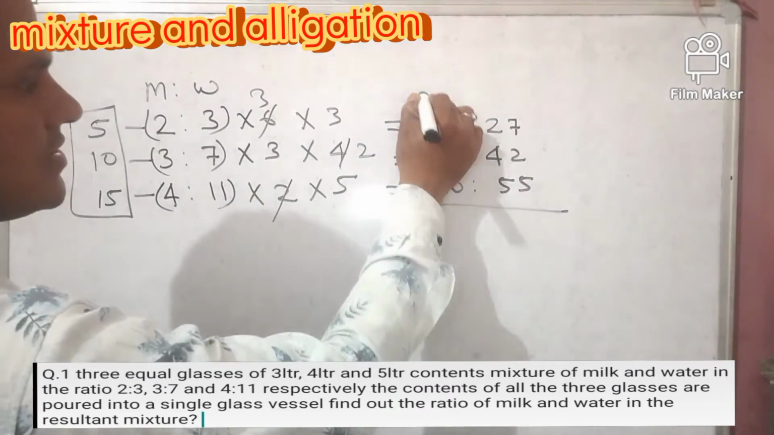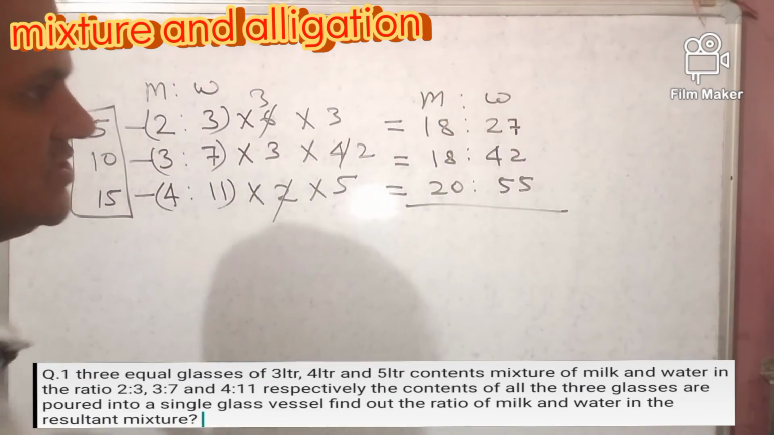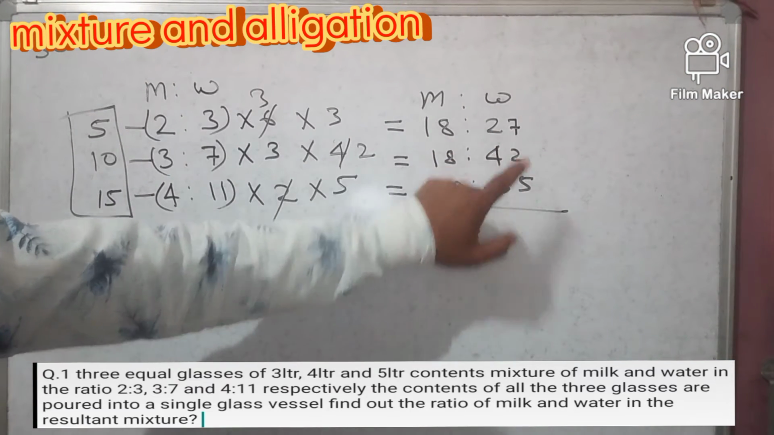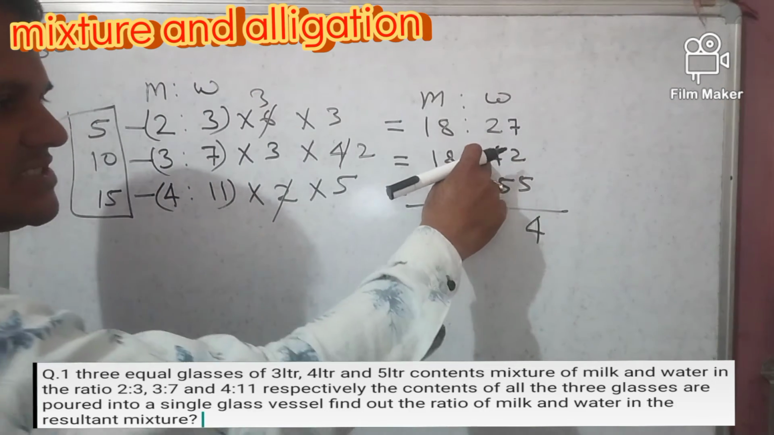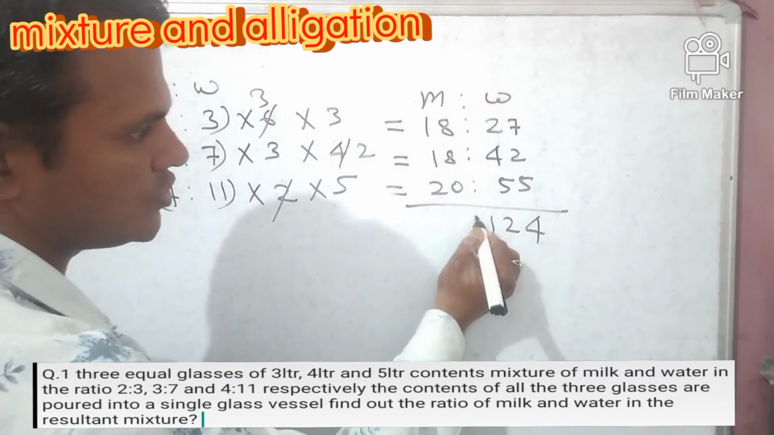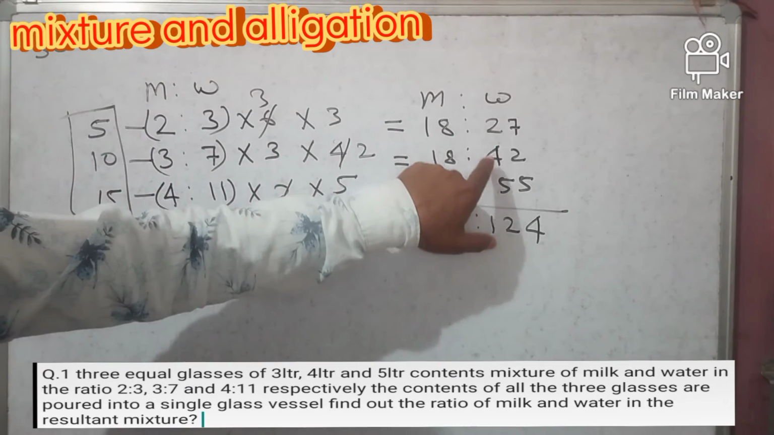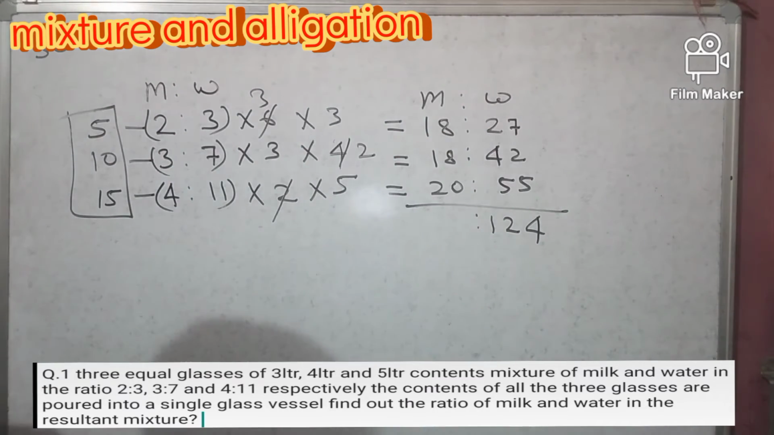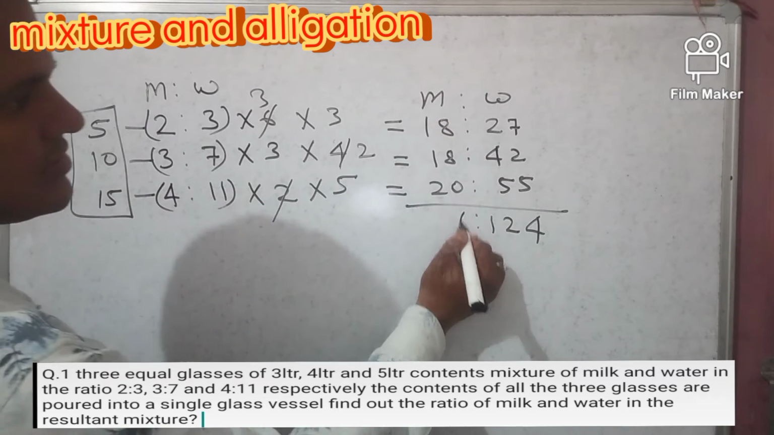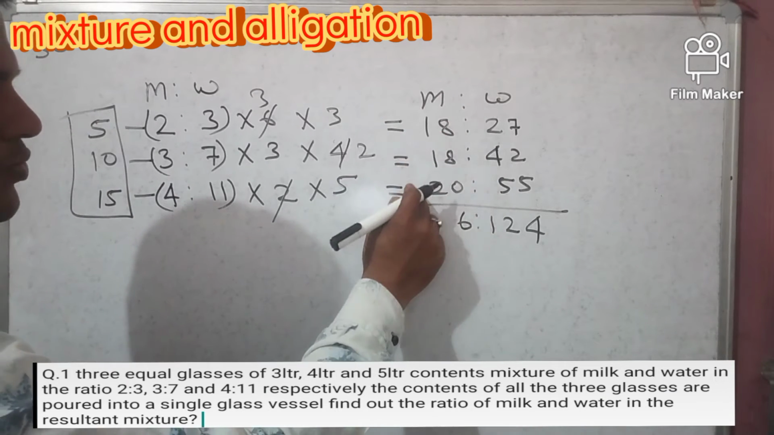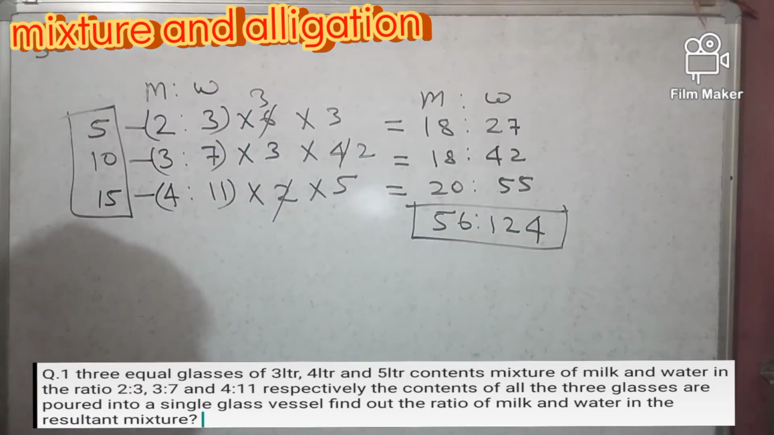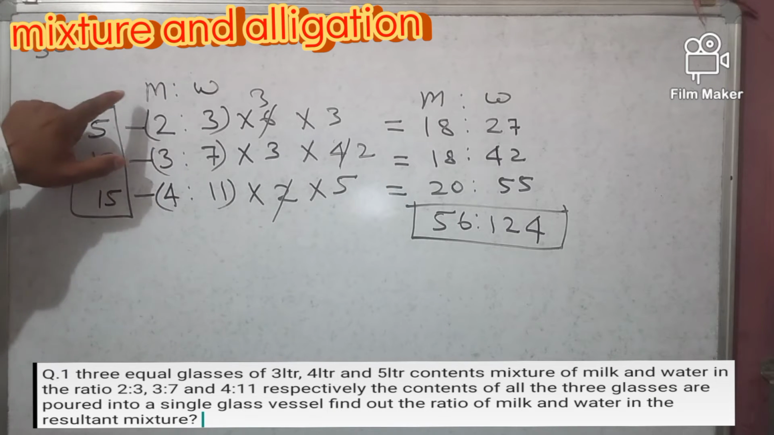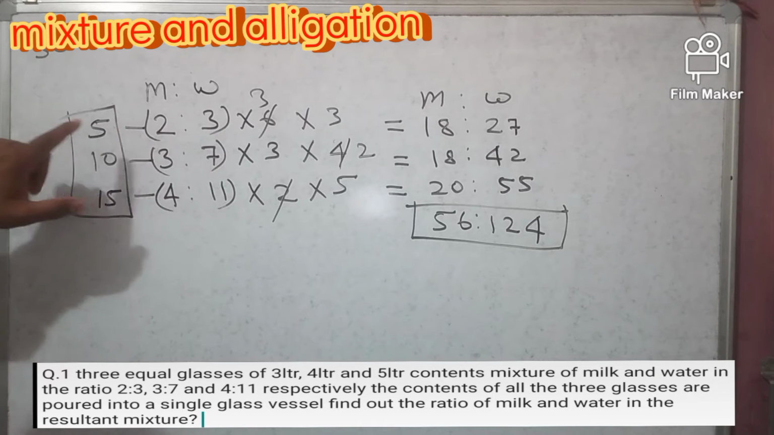Now add them. This will be the new ratio of milk and water. 7 plus 2 is 9, 9 plus 5 is 14, 2 plus 4 is 6, 6 plus 5 is 11 and 1 is 12, right? 5 plus 4 is 9, 9 plus 2 is 11, 11 plus 1 is 12, 8 plus 8 is 16, right? 1 plus 1 is 2, 2 plus 2 is 4, 4 plus 1 is 5. So the new ratio is 56:124. Now see here friends, in the first vessel the milk and water ratio is 2:3 and total part is 5.